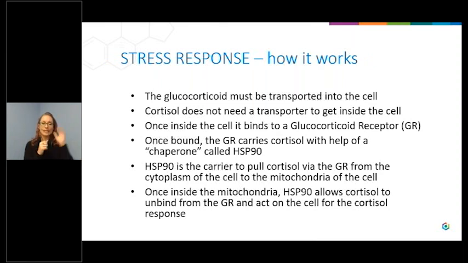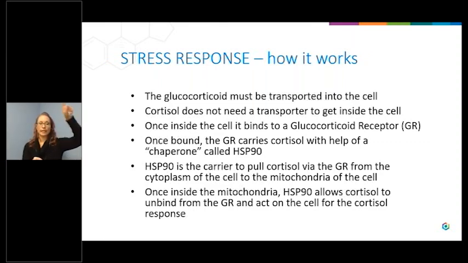The cool thing about cortisol is it does not need a transporter to get inside the cell, but once it gets into the cell, there's a glucocorticoid receptor. And when we're talking about cortisol signaling, cortisol has to get into the cell to create that stress response, right? Once the cell binds to the glucocorticoid receptor, there is what we call a chaperone protein. This is called heat shock protein 90. And what this means is the heat shock protein 90 acts as a carrier to pull cortisol from the glucocorticoid receptor into the cytoplasm of the cell, pulls it into the mitochondria.